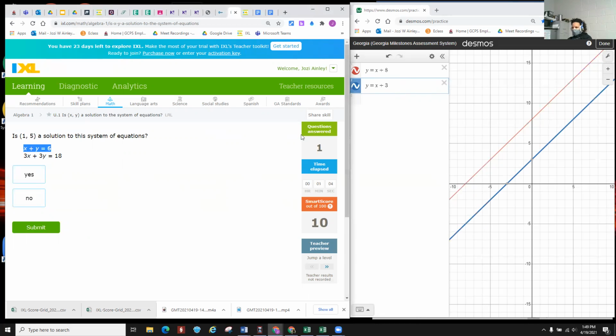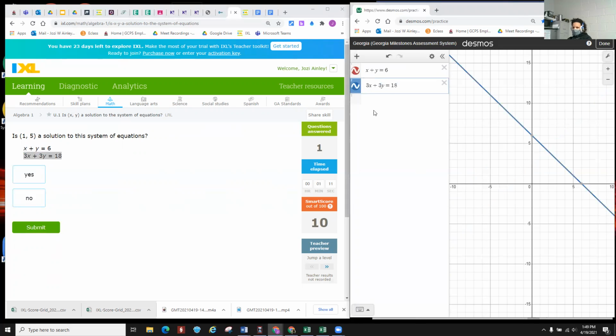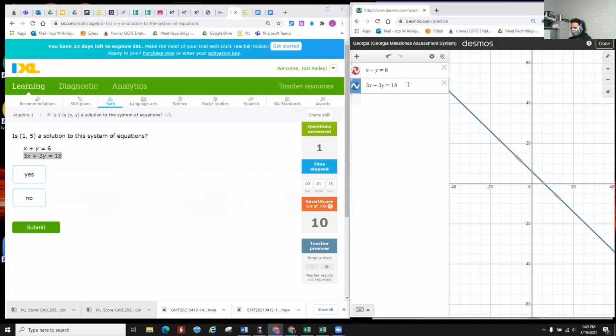So once again, all you do is you're going to copy and paste it. Make sure you copied and pasted it correctly. Zoom out if you need to. I think it is the same line. I'm going to take this out to look. Yep, it is. So if it's the same line, it has infinitely many solutions.